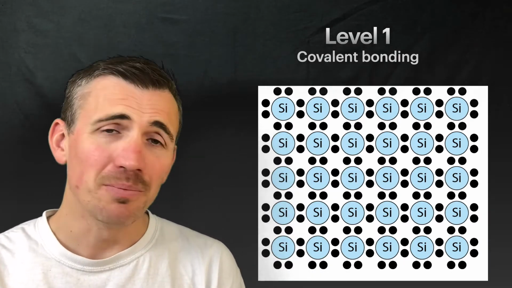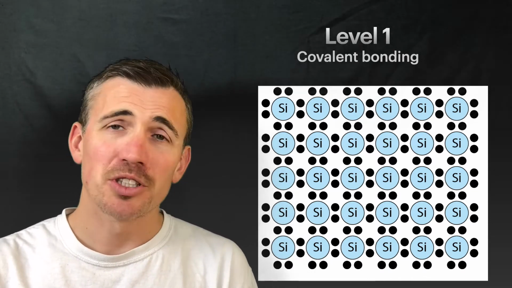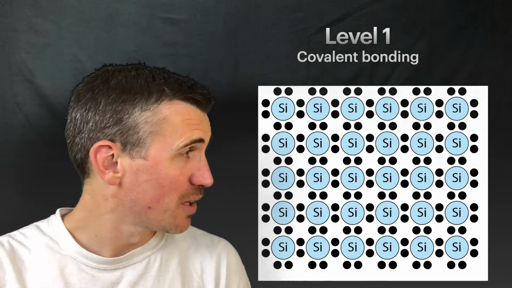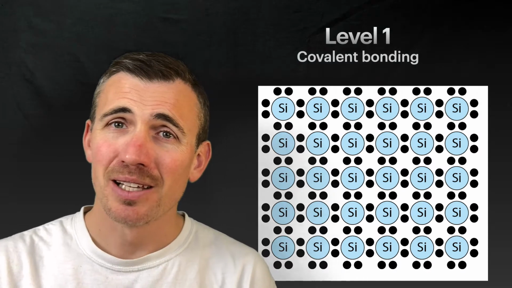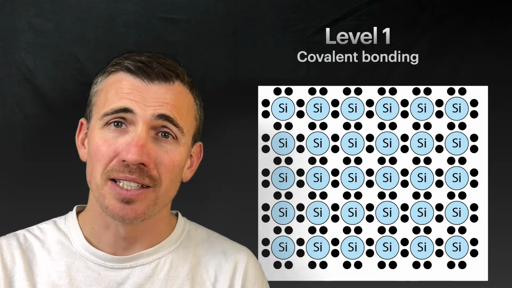So each atom here, each silicon atom, has 4 neighbors, and each pair of atoms shares an electron. That way, every silicon atom has a filled shell of electrons. Everybody's really happy, and they're all kind of bound this way in this crystalline structure.